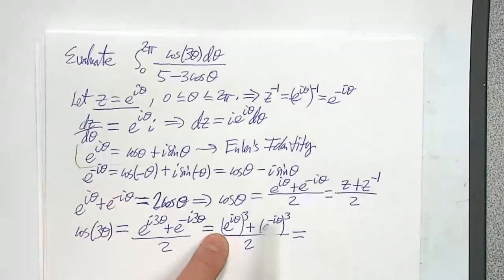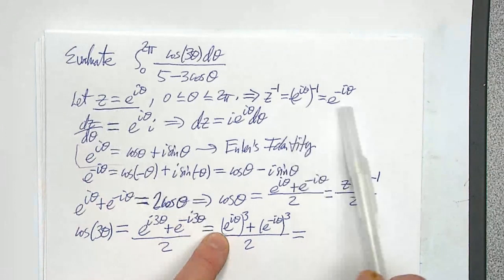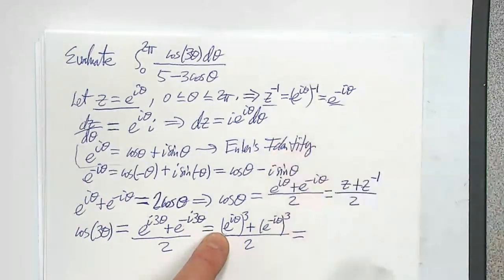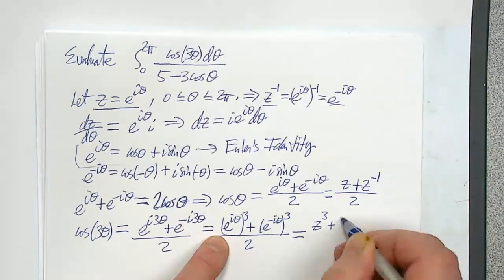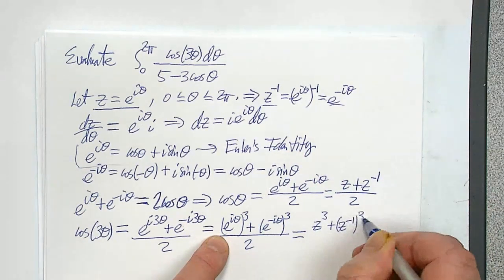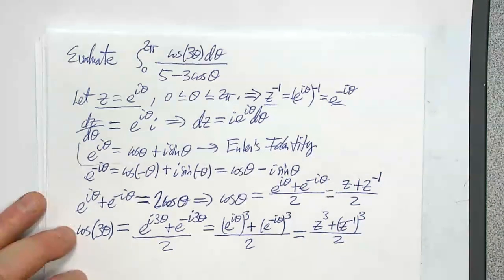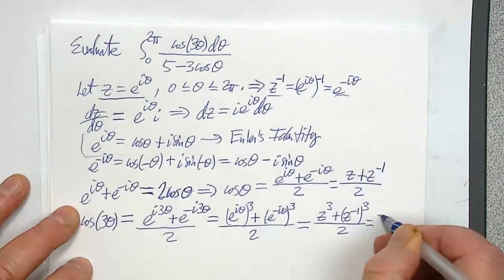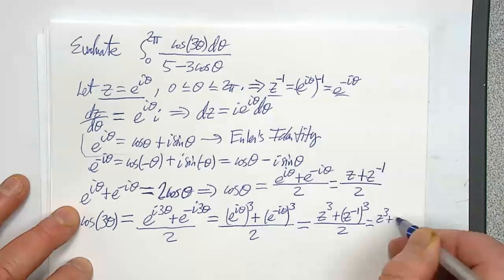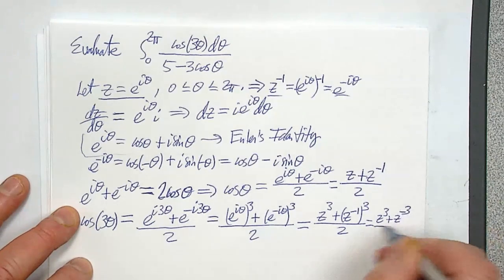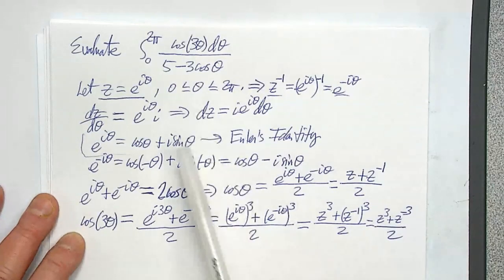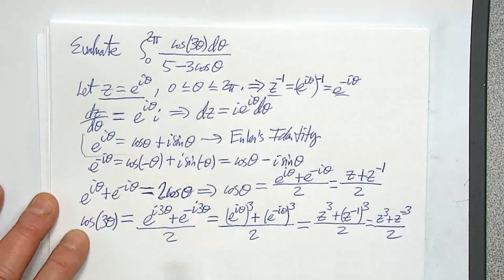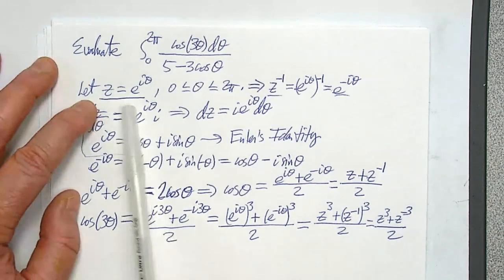But as we said, e to the i theta is z, and e to the minus i theta is z to the minus 1. So we can rewrite this as z to the third plus z to the minus 1 to the third, over 2. And that's really the same as z to the third plus z to the minus third, over 2, right? So we can almost substitute everything we have for theta and for z. We have cosine 3 theta, and it's really just based on this definition, right?